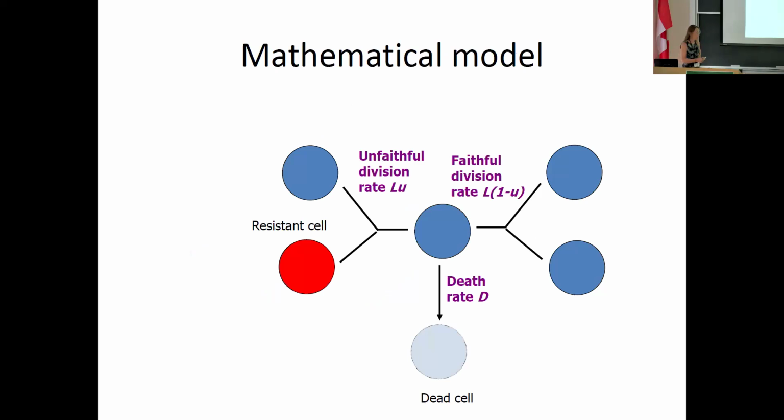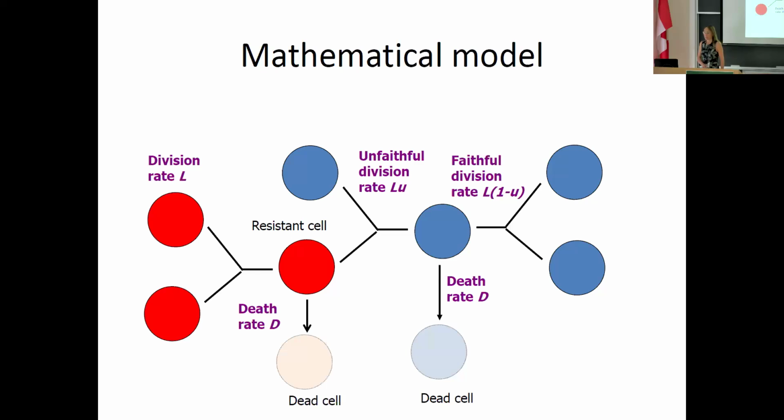Now, we're going to assume that this kind of division happens with rate L, the rate of divisions, times 1 minus U. And U is the probability of mutation. With probability LU, this division is not faithful, and a mistake is made. This is the resistant cell. It happens at a small rate, and it has a death rate and a division rate, right?